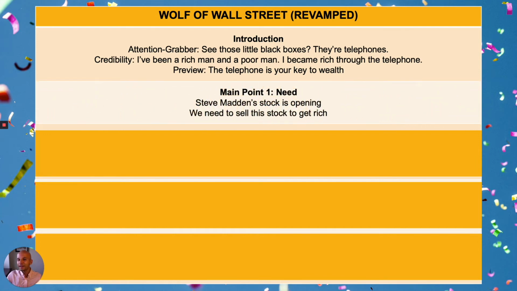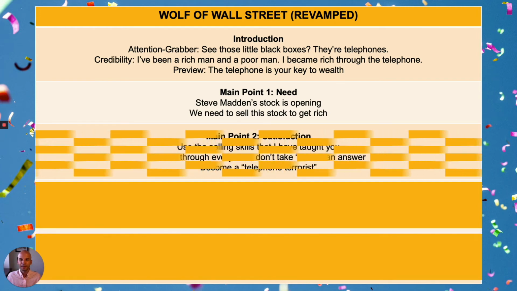Then the need. Steve Madden's stock is opening. We need to sell this stock to get rich. Because remember, in that part of the movie, Steve Madden was on IPO, and they were trying to sell that so they could make a lot of money off of it. So the need was sell Steve Madden's stock.